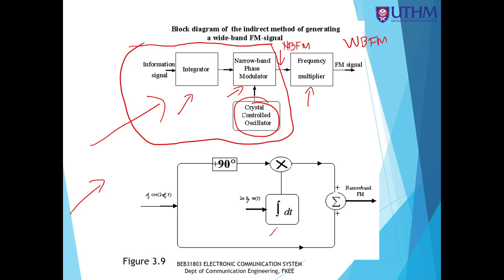Okay, so you see that the picture below here, this is the integrator. This is the crystal oscillator over here. And then here we have the rounded X, which is actually the narrowband phase modulator. Okay, this is the narrowband phase modulator. And here you see that we produce narrowband FM.